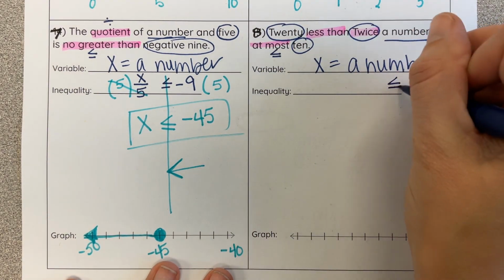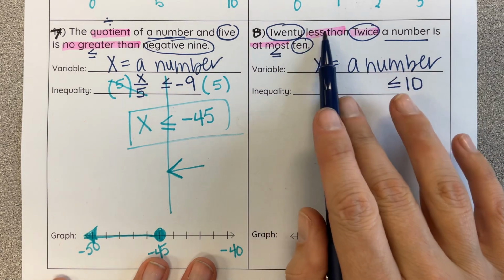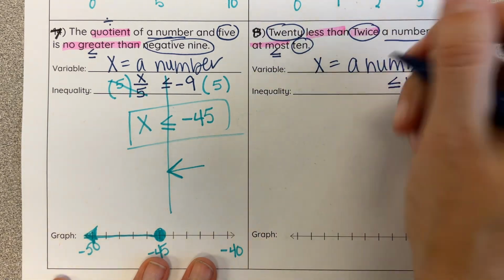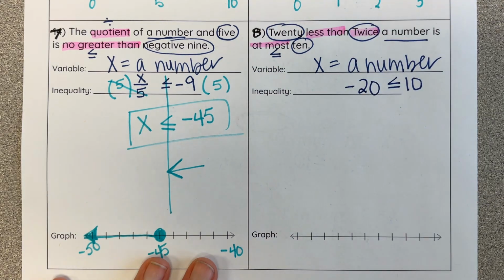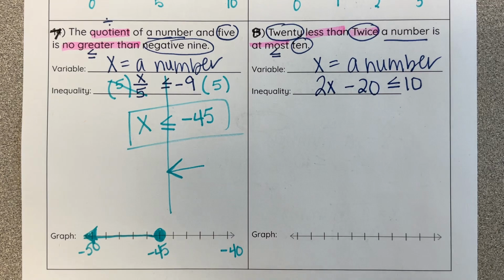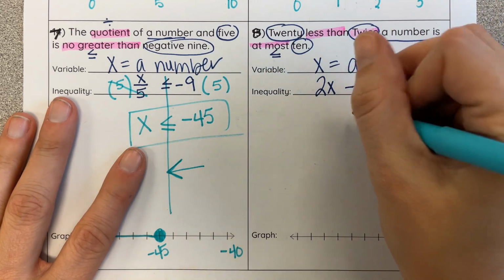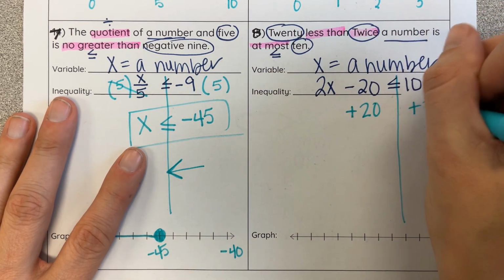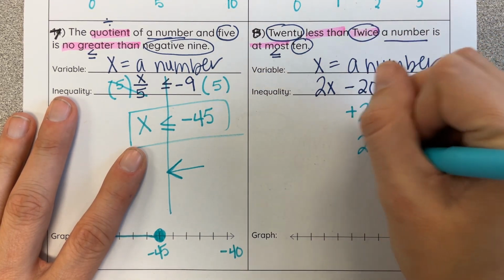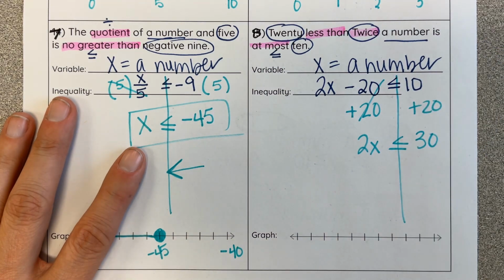So that's what my inequality is equal to, less than or equal to 10. And then 20 less than twice a number. 20 less than means we're subtracting 20. What are we subtracting it from? Twice our unknown number, so 2x. And we can solve. Get rid of the negative 20 by adding 20 to both sides. We're left with 2x is less than or equal to 30.